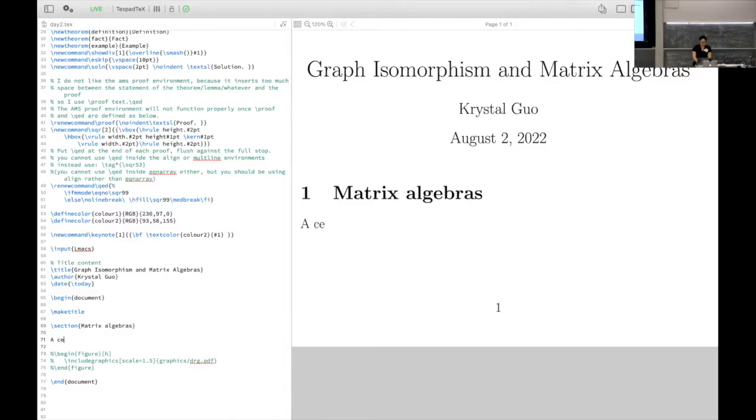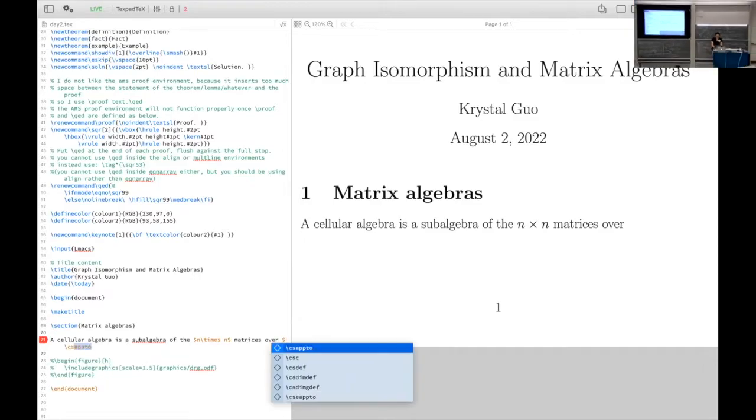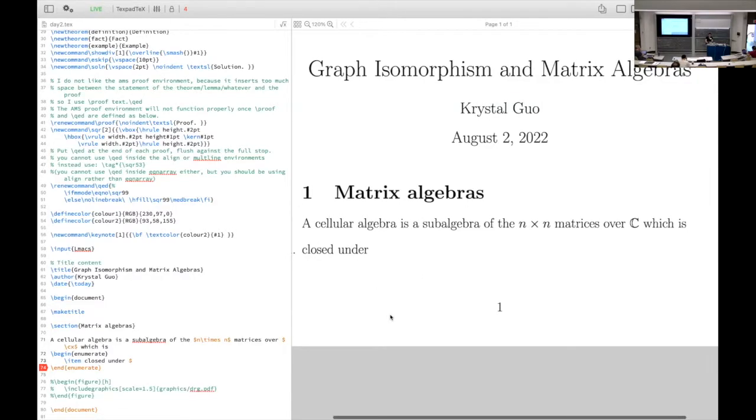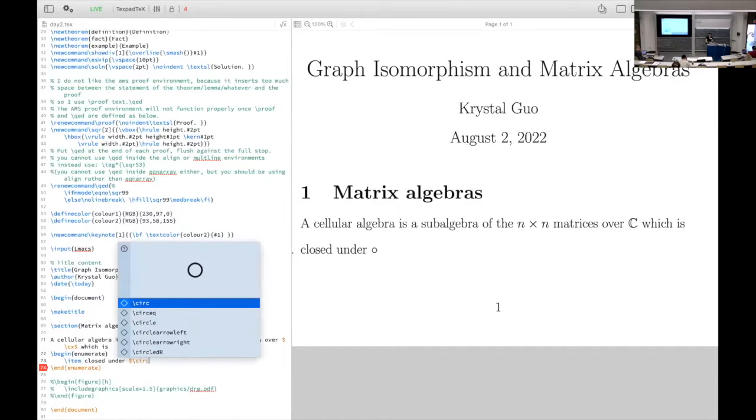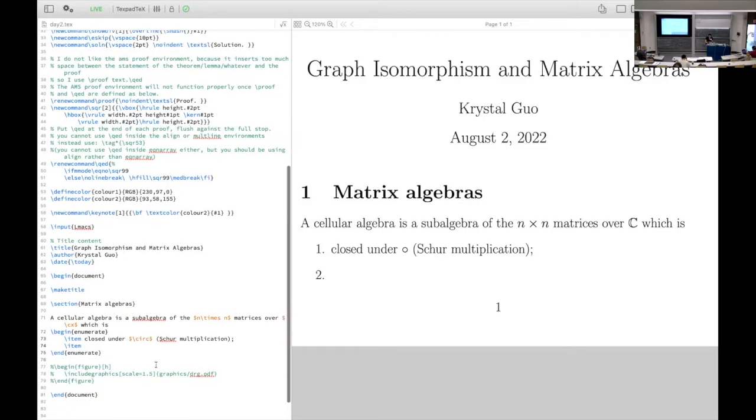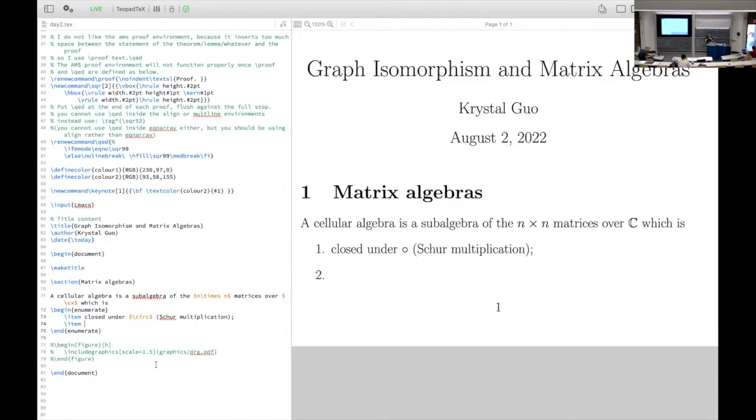So a cellular algebra is a subalgebra. I immediately wrote subgraph. Oh my God, now I'm trying to write it. A subalgebra of the n by n matrices over C, let's say, and then we have some conditions. Closed under multiplication. No, it's a subalgebra, so it's already closed under multiplication. It's closed under Schur multiplication, which is the Hadamard product. It's the entry-wise multiplication of matrices, or as some people like to call it, the freshman's matrix product, how freshmen want to multiply.